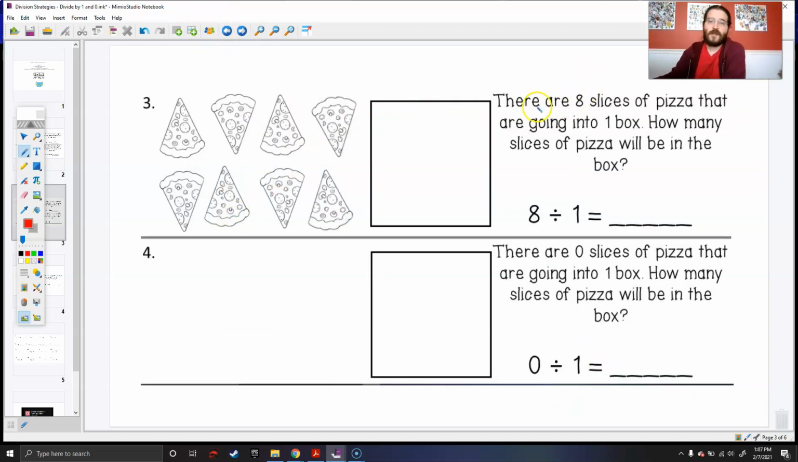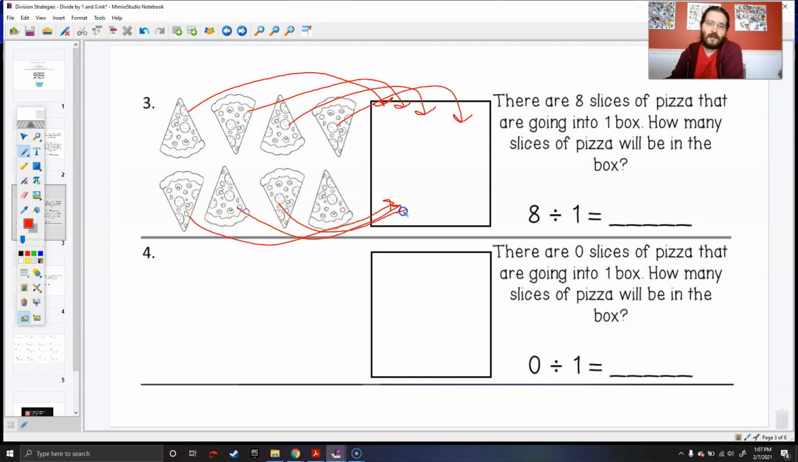All right. So there are 8 slices of pizza that are going into one box. How many slices of pizza will be in the box? We're looking for 8 divided by 1. So 1, 2, 3, 4, 5, 6, 7, 8. So we know that there are 8 pieces of pizza. So 8 divided by 1 is going to equal 8.